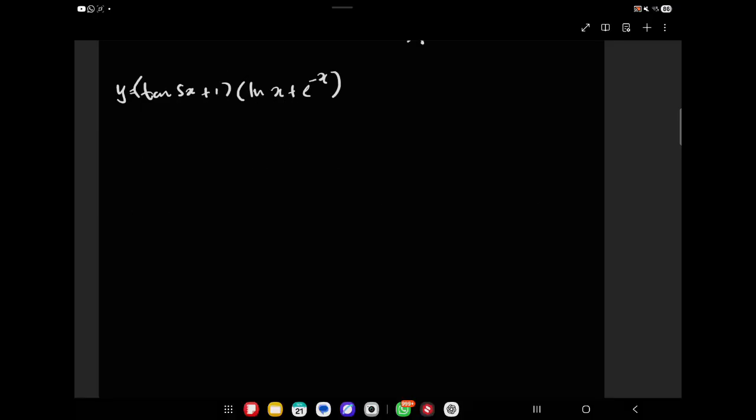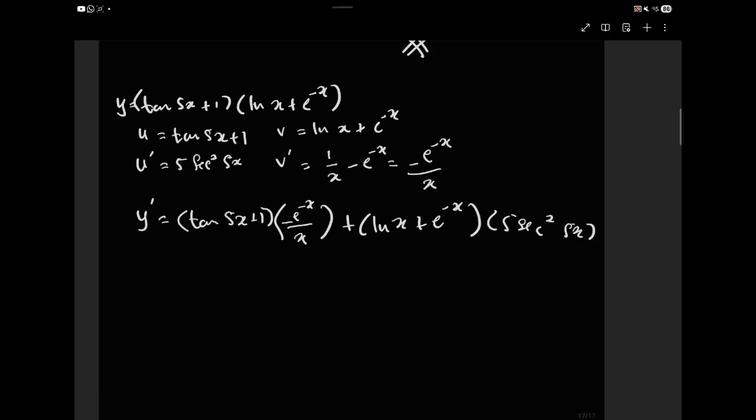Okay, for this question, we can see that it is actually a trigo function times with ln and exponent. So I can expect that when we have differentiated it, we might not be able to expand it further. So let's do it. Let's define the u and v and put it in our formula. Alright, so this is the answer.